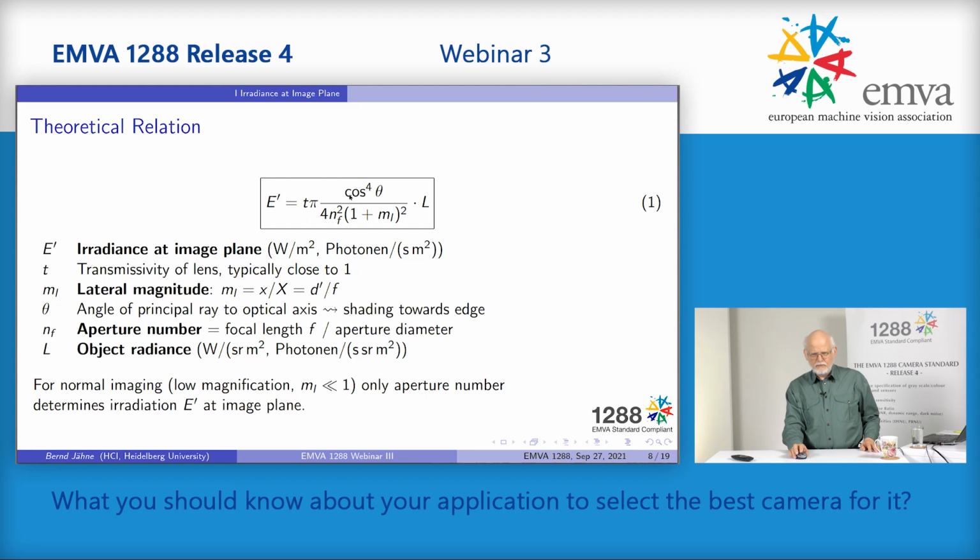As a small side note, it depends also, of course, on the angle at which the light is entering the lens, but I don't want to go into details of that. And it depends also on the so-called magnification, because if you want to have, let's say, a one-to-one image, you have to shift the image plane far away, and then less light is received, and that goes in as well. But for normal imaging, where the magnification is typically much smaller than one, because the image size is much smaller than the object size, only the aperture number is of importance. And this is a good figure in that sense, because you know from the lens you are using what aperture number is on your lens.